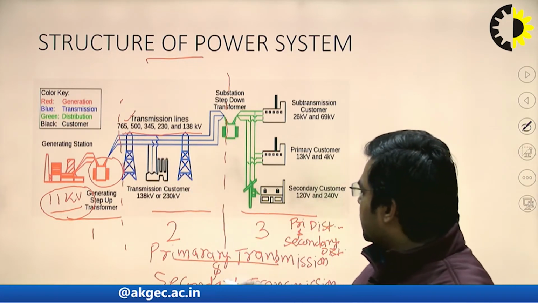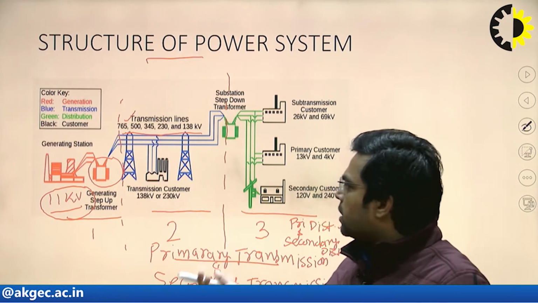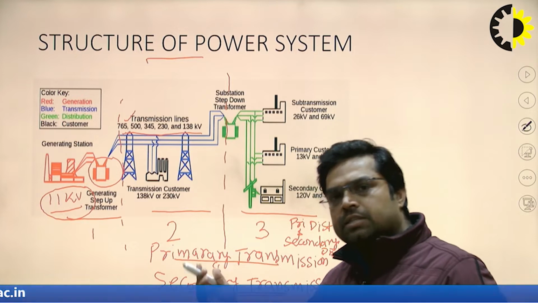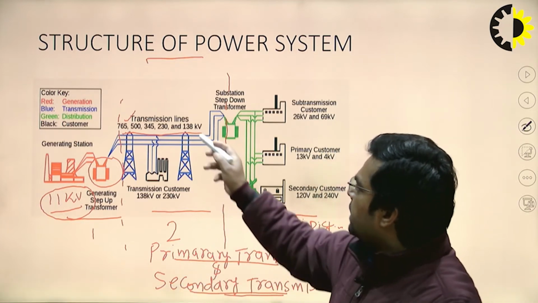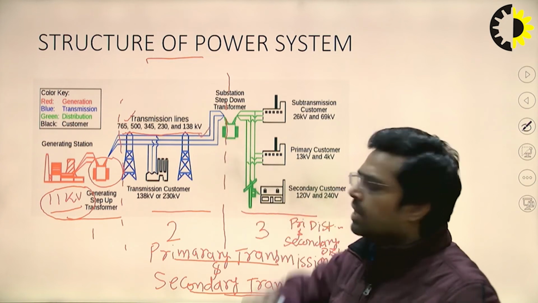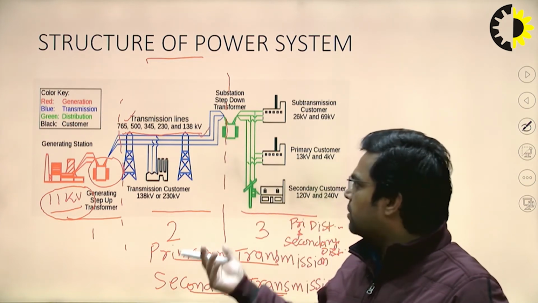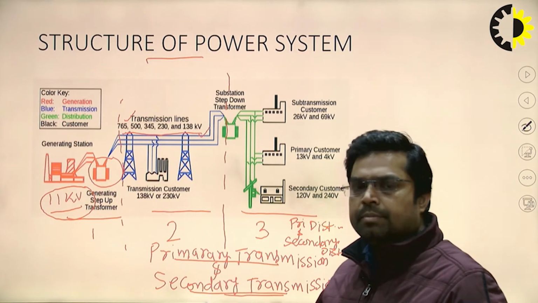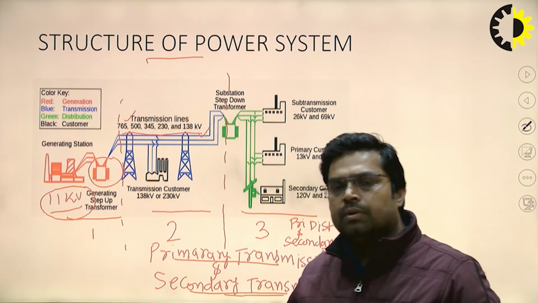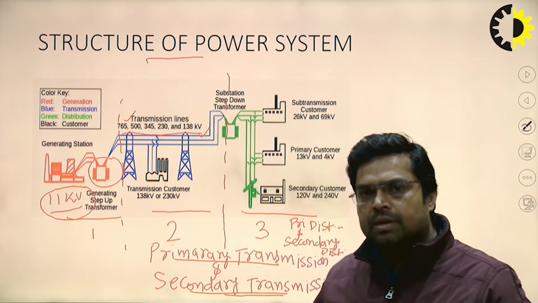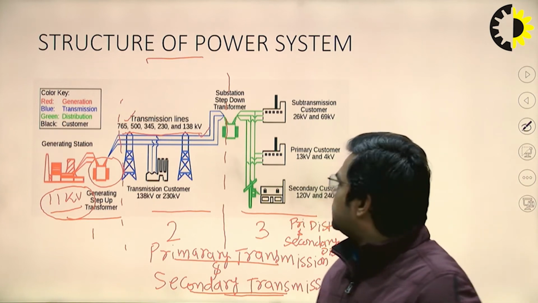Another is the secondary transmission. There again we use a transformer, through which we can step down the voltage to a lower range of 138 kV or 132 kV for the secondary transmission, meaning somewhat lower load or lower consumers as compared to the primary transmission.